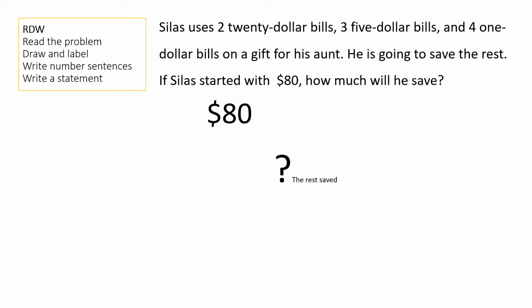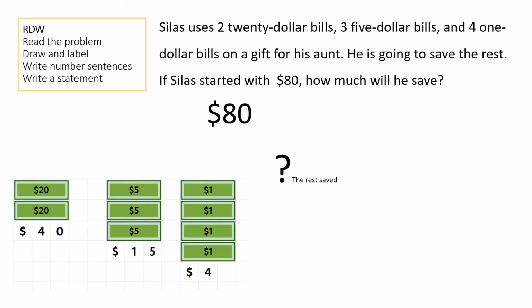There are different ways that you could have drawn and labeled a picture or diagram to represent this problem. What we need to figure out first is how much money Silas spent on his aunt. The way I figured that out was drawing my bills out, my 2 $20 bills, my 3 $5 bills, and my 4 $1 bills, and adding up those numbers to find out how much money he spent on his aunt. In total, Silas spent $59 on his aunt, but that doesn't answer our question. Our question is, if Silas started with $80, how much will he save?